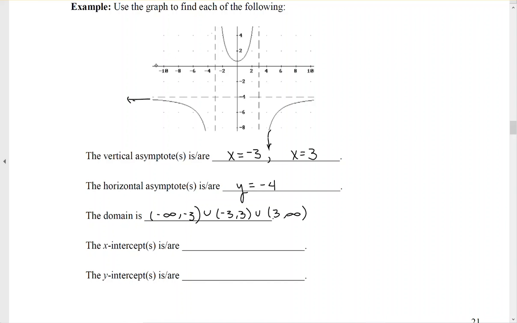For x-intercepts, I look along the x-axis and I don't see that my graph touches or crosses, so that has no x-intercepts. Y-intercept, I look on the y-axis and I see that it crosses here at 1. So that would be the point 0, 1.